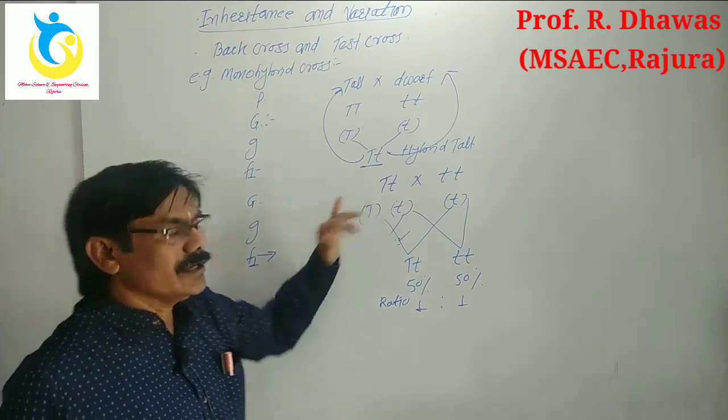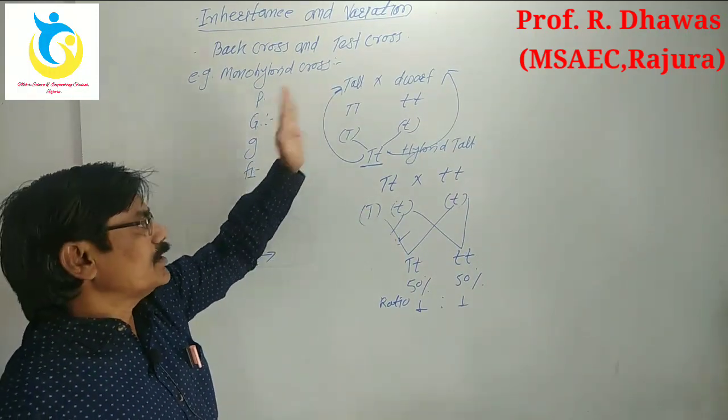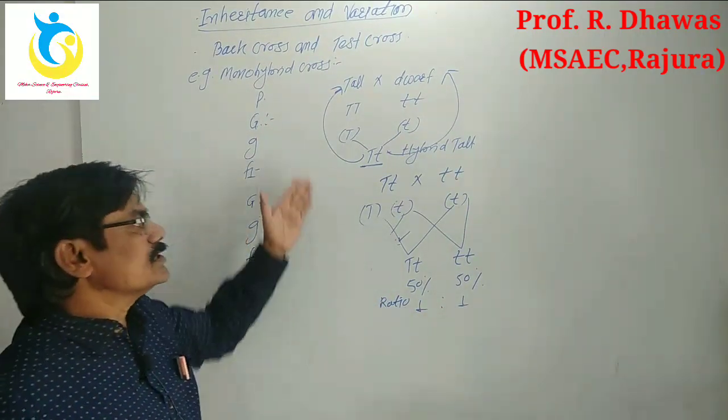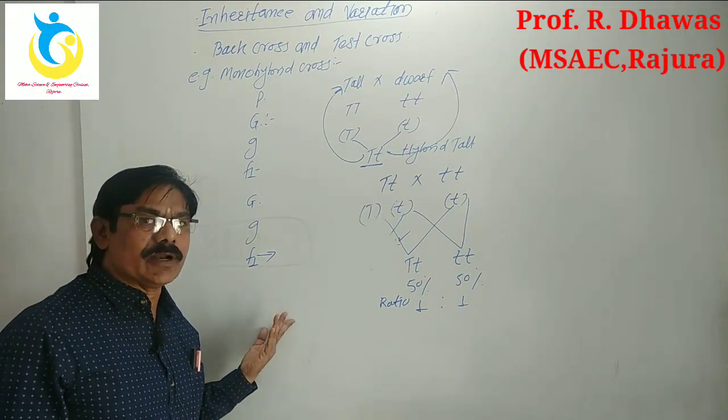Or we call it the F1 tall plant. Sometimes you have such types of plants, but that can't give you a ratio in the form of this one, because this one gives you a ratio of all tall types of plants. Means 100% tall plants.